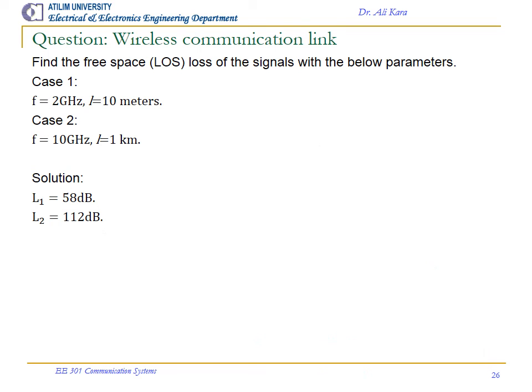Find the free space, line of sight, loss of the signals with the below parameters. Case 1, F equals 2 GHz, distance L equals 10 meters. Case 2, F equals 10 GHz, distance L equals 1 kilometer. Solution: L1 equals 58 decibels. L2 equals 112 decibels.